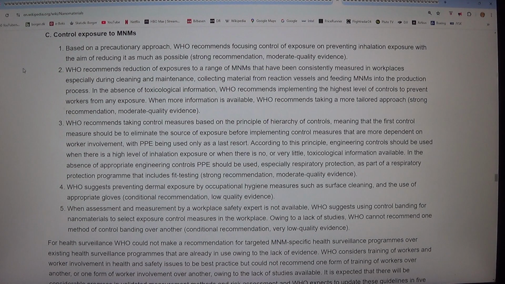2. WHO recommends reduction of exposures to a range of MNMs that have been consistently measured in workplaces, especially during cleaning and maintenance, collecting material from reaction vessels and feeding MNMs into the production process. In the absence of toxicological information, WHO recommends implementing the highest level of controls to prevent workers from any exposure. When more information is available, WHO recommends taking a more tailored approach. Strong recommendation, moderate quality evidence.